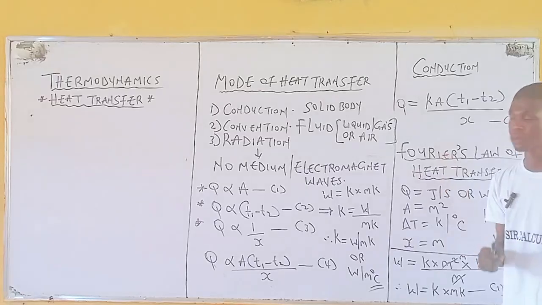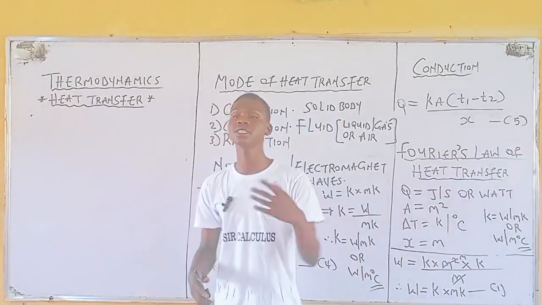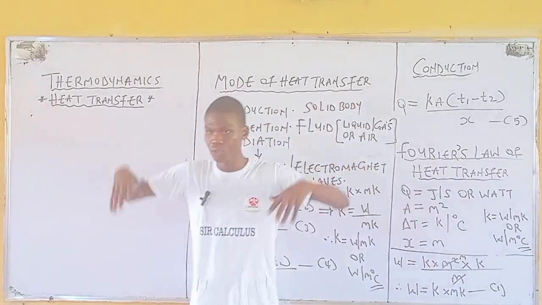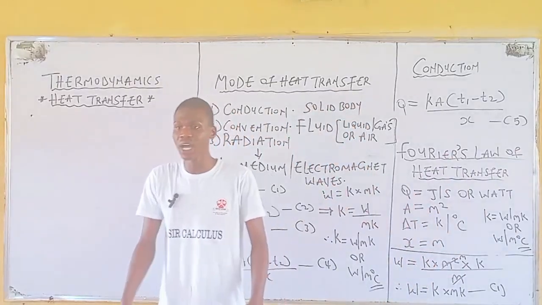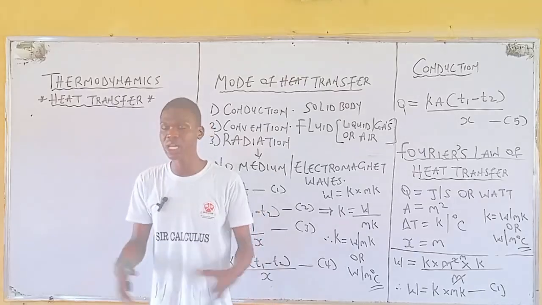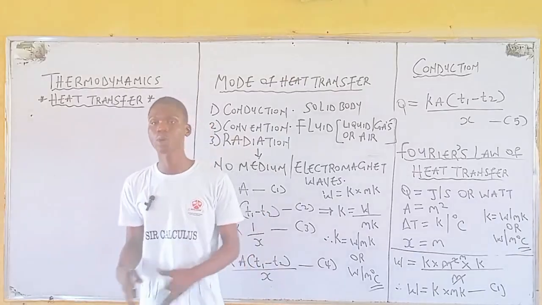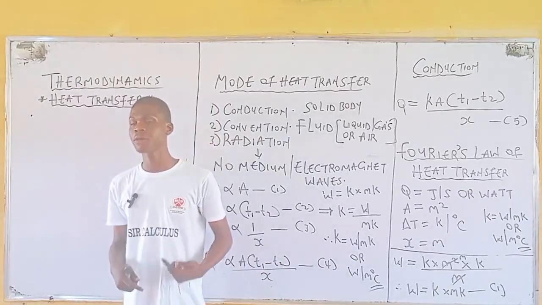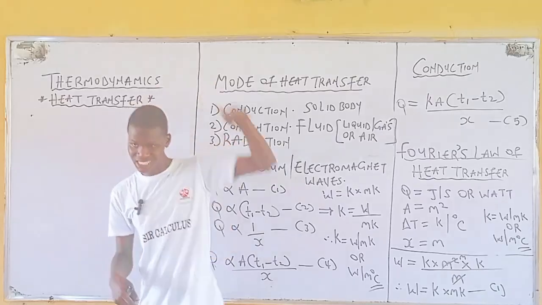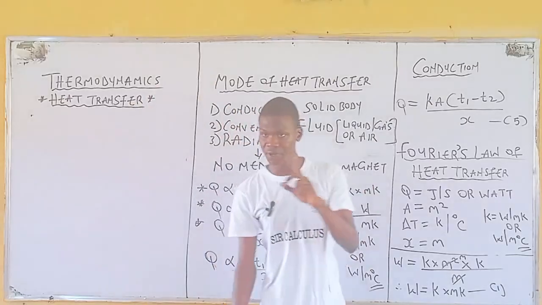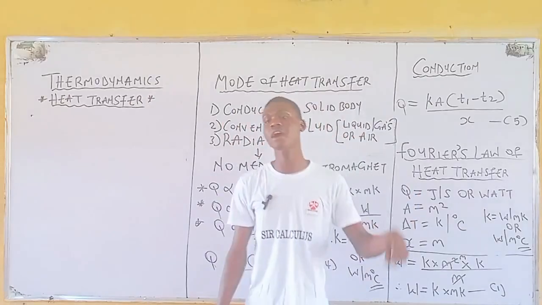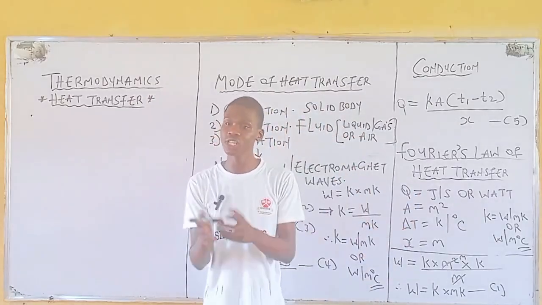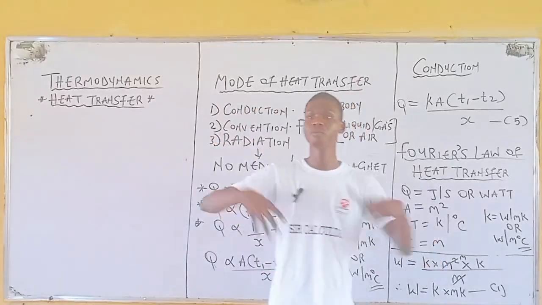What is conduction? Conduction, by definition, is the transfer of energy from one part of a substance to that same substance. Meaning, say you have a particular substance, like a metal rod, and you want to transfer energy within the metal rod. That's the first definition. Or, the transfer of energy in physical contact without appreciable displacement of molecules.